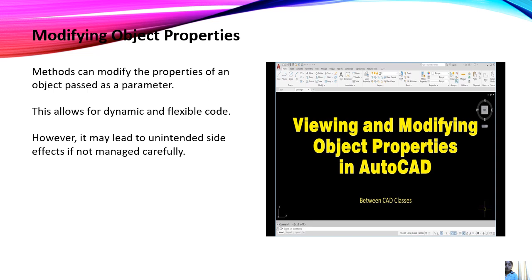Next, let us see about modifying object properties. A method can modify the properties of an object passed as a parameter. This allows for dynamic and flexible code. However, it may lead to unintended side effects if not managed carefully.